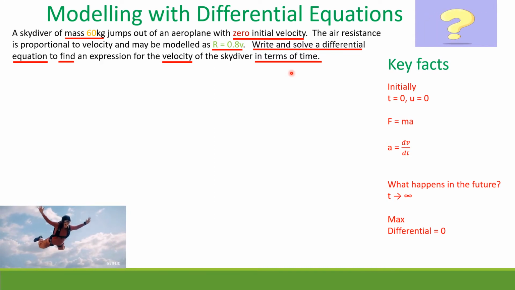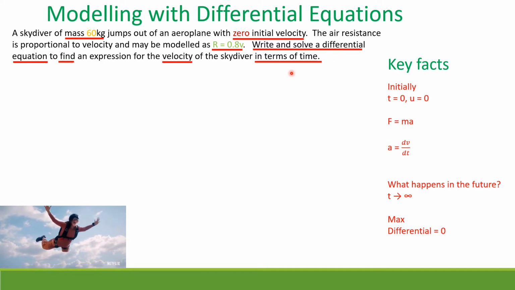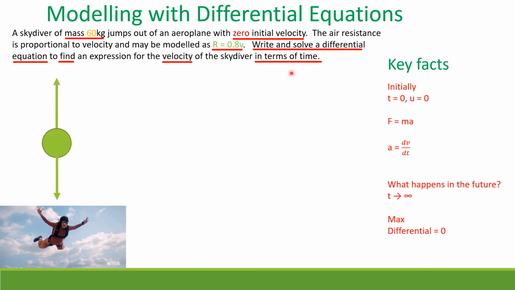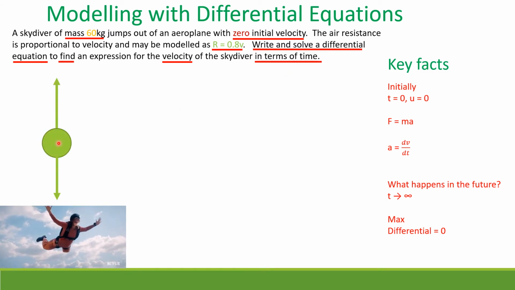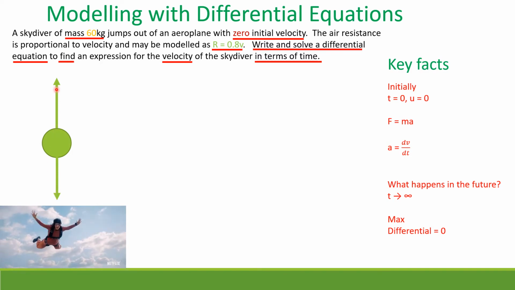Well done guys, hopefully you've managed to get yourself an answer here for the velocity. So to start with, we need to draw ourselves a diagram, and our diagram is just a very simple diagram where we've got the skydiver here in the middle, we've got a force acting down on the skydiver, and we've got a force acting up.